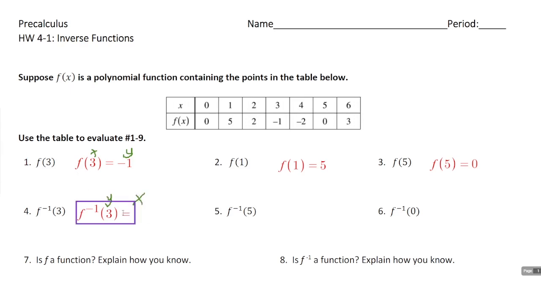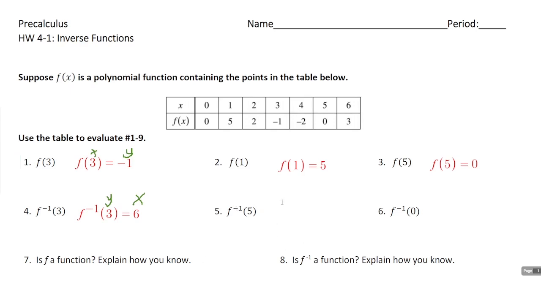So what this is saying is find 3 in the second row and report back what x value corresponds to that. In this case, the inverse of f when f of x is 3 is 6. Another way to say it would be the x value is 6 when f of x is 3.